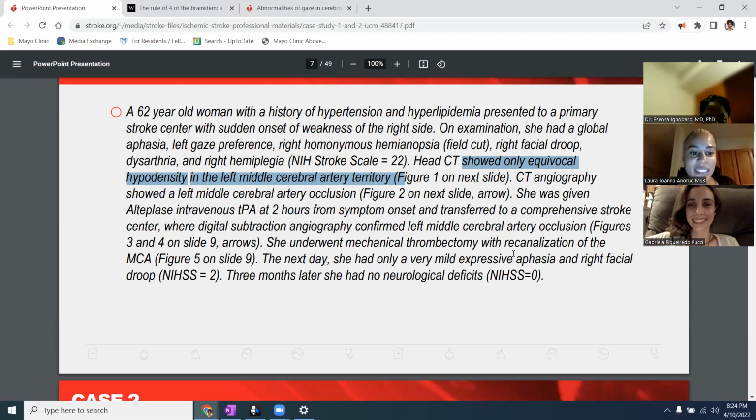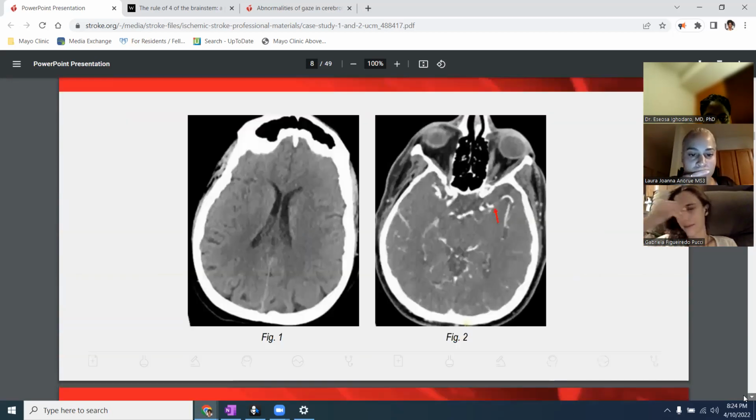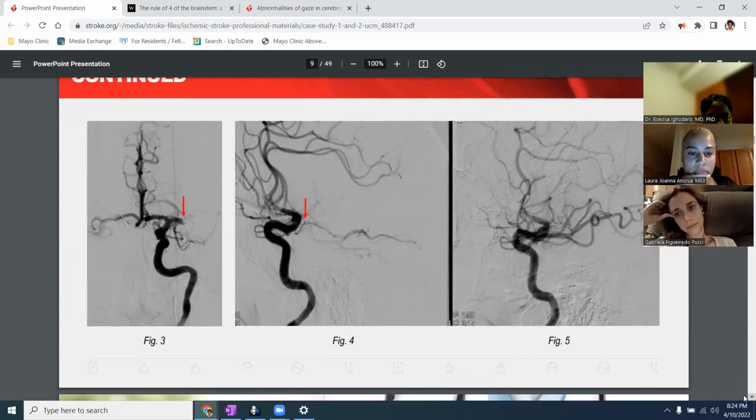Beautiful. So she was given TPA and transferred to a stroke center, where digital subtraction angiography confirmed left middle cerebral artery occlusion. Let's go down. Okay, y'all want to practice our blood vessels? Okay, let's practice. I knew you'd do this. No, this one's a little bit tricky. We can do it. Let me get out my drawing.